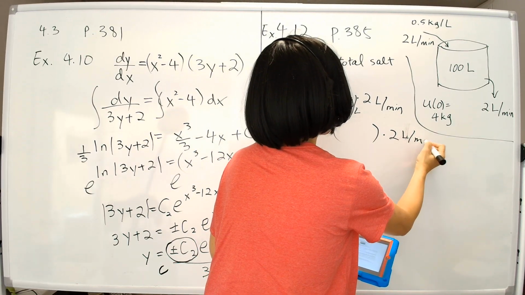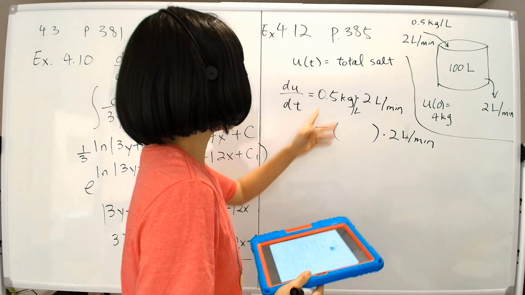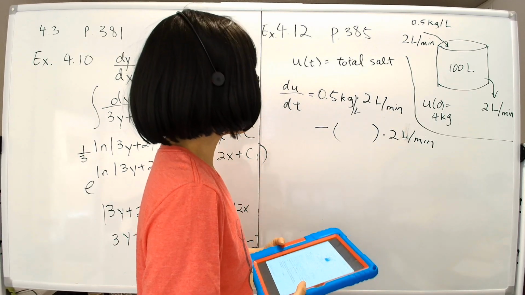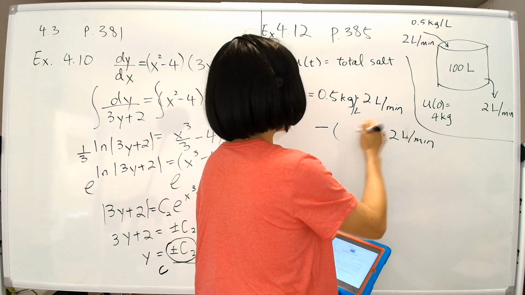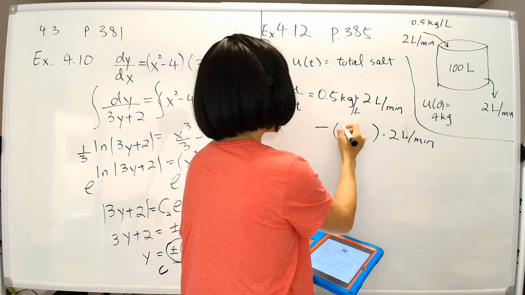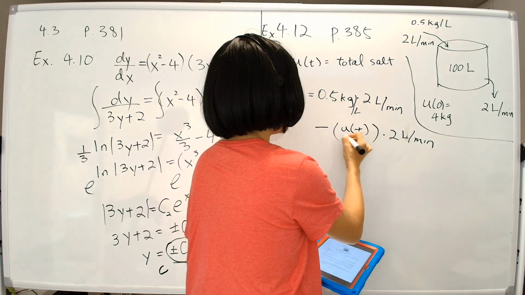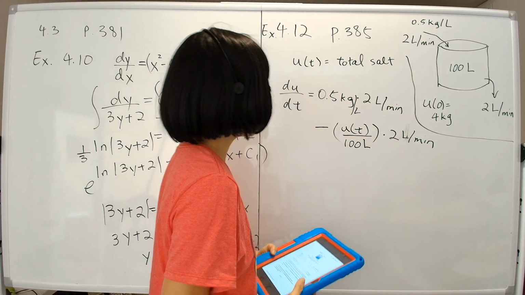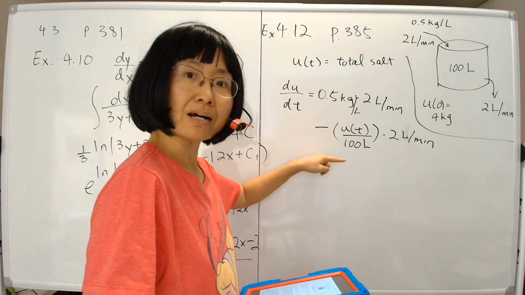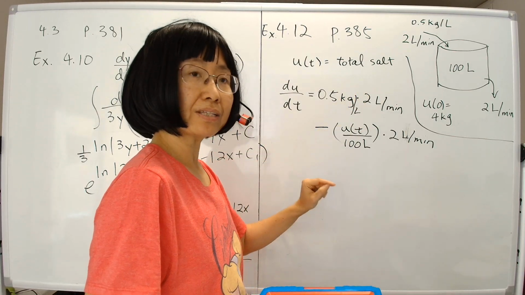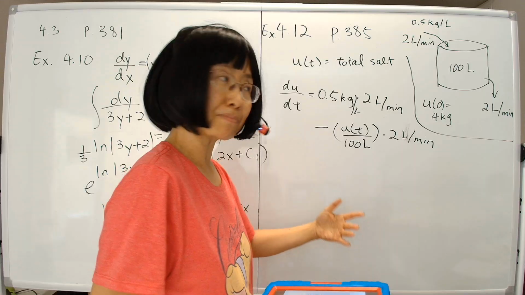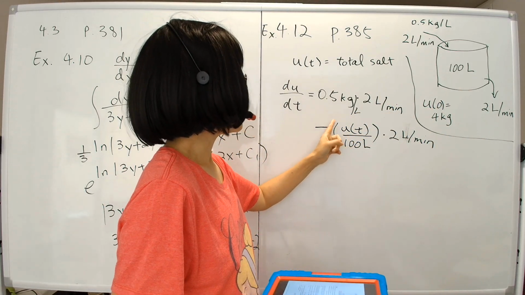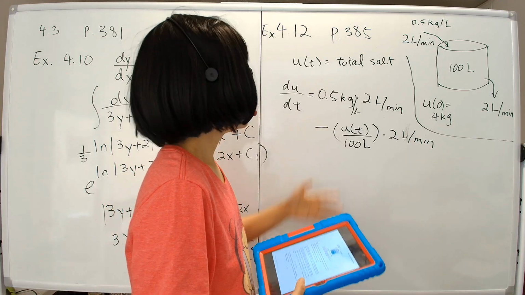Per minute. Okay, so the inflow is given as 0.5 kilogram. What's the concentration going out? It doesn't give us, but we know that it is equal to the total salt at the time, whenever that is, divided by the volume of the tank, which is 100 liters. That will give us the concentration of the tank at any given time, assuming the tank is being stirred properly. So the concentration coming out is exactly the total amount of salt divided by the 100 liters.